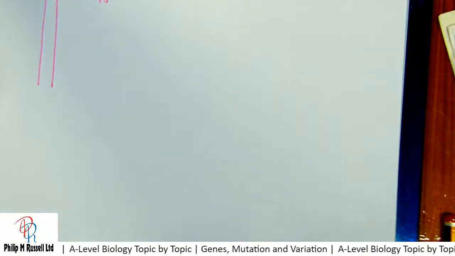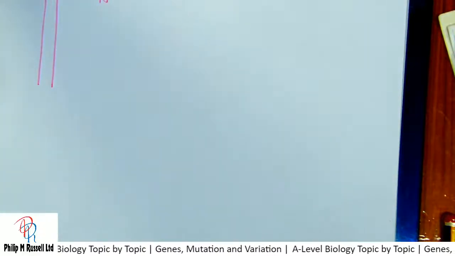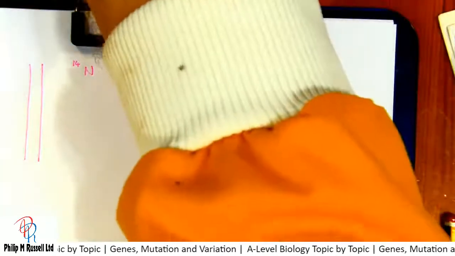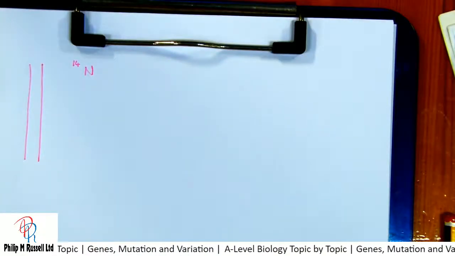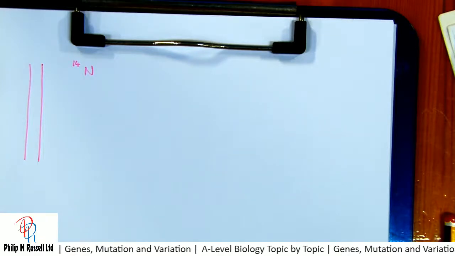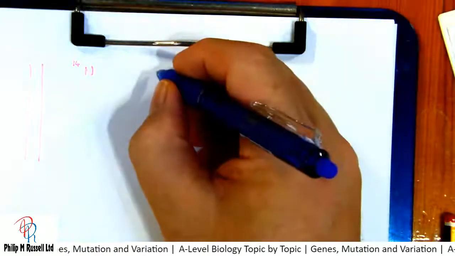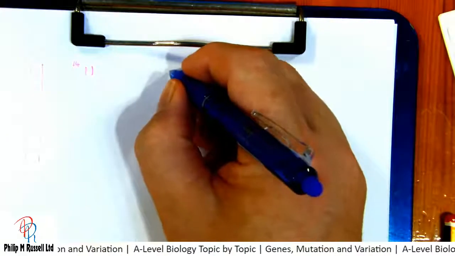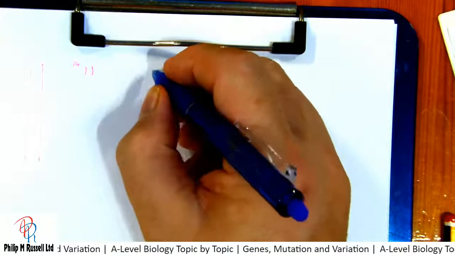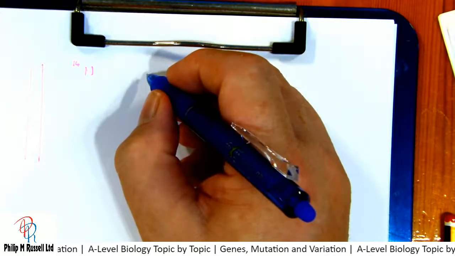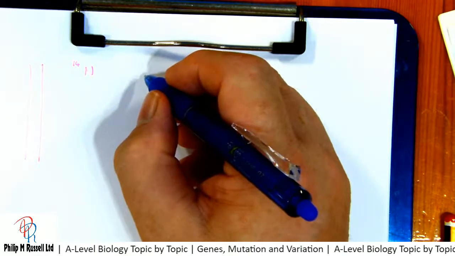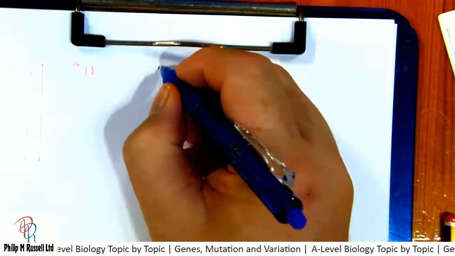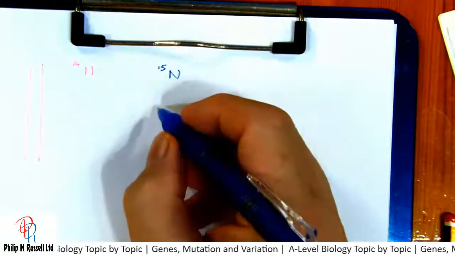Now this was bacteria grown in here for a considerable amount of time. There we are, you can see it better. Now they took this medium and they grew these bacteria in a new medium which contained much heavier nitrogen. So this is going to be nitrogen 15. It's got an extra neutron.